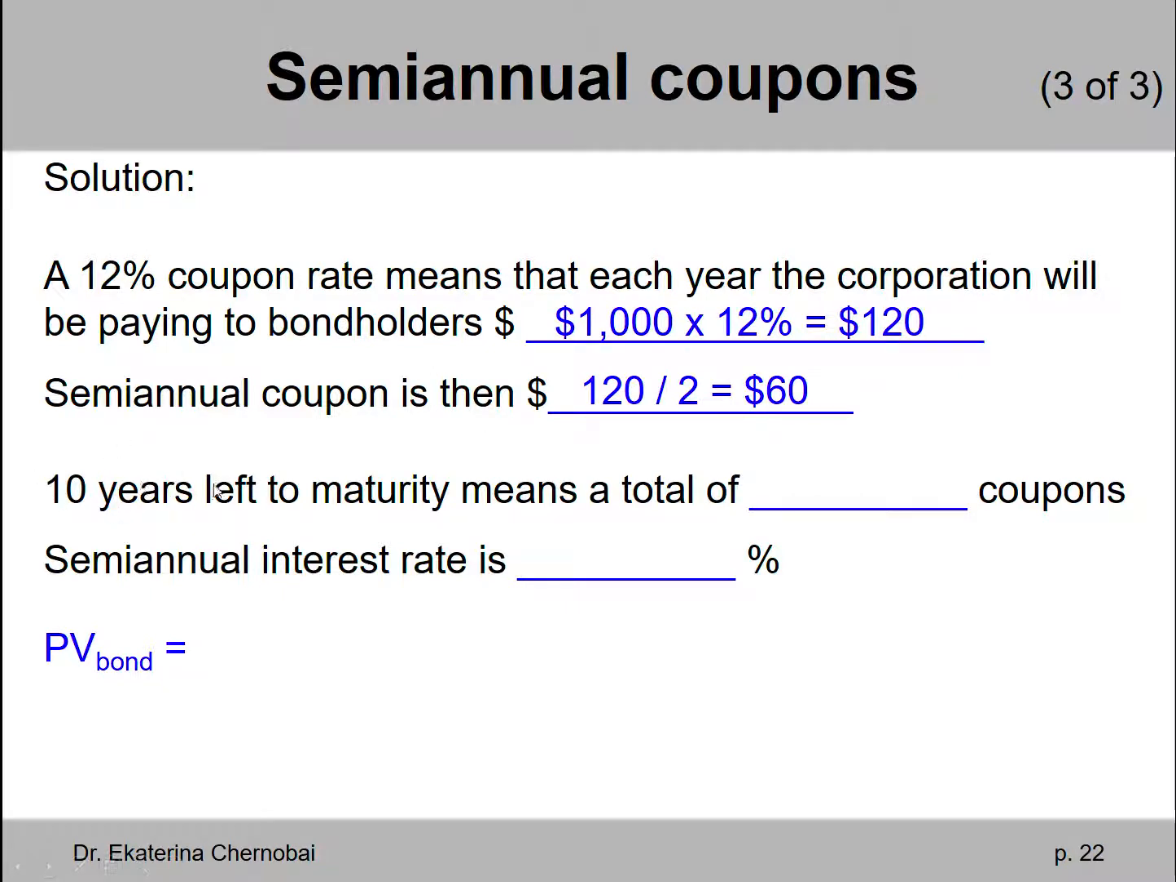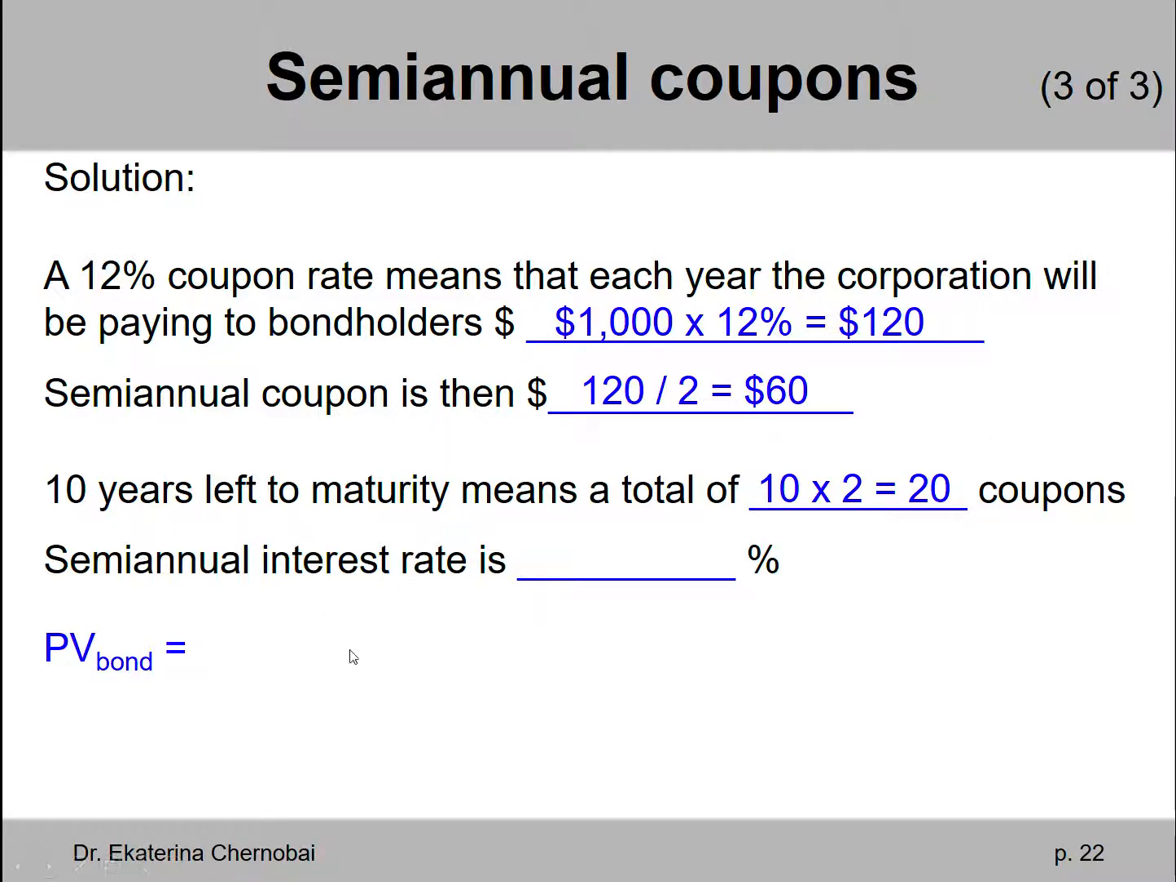We have 10 years left to maturity, which means there will be a total of 10 times 2 or 20 coupons paid between now and the maturity date. And this is what we will use for N in the financial calculator. Because remember, in the financial calculator, N refers to how many recurrent payments we will have. Our recurrent payment is $60 repeated over and over every half a year. And we need to use N that reflects how many of those we are going to have.